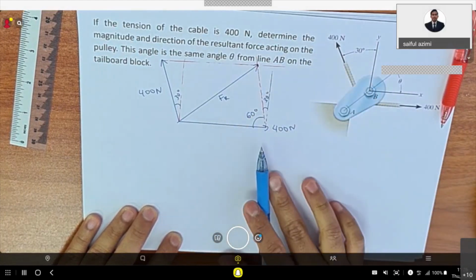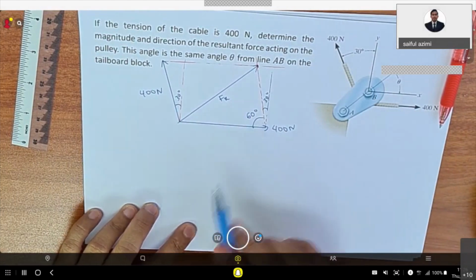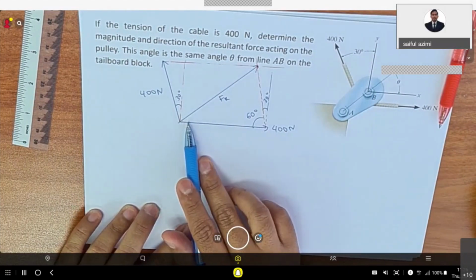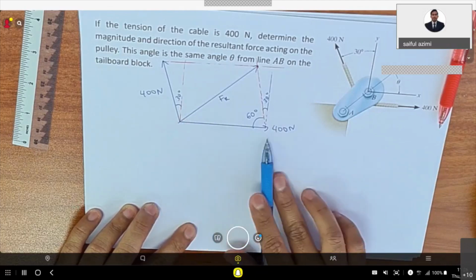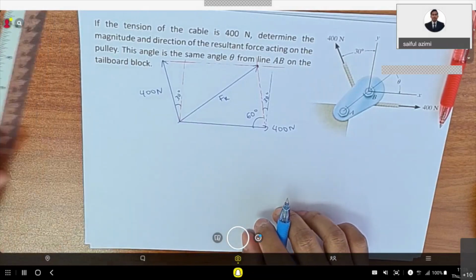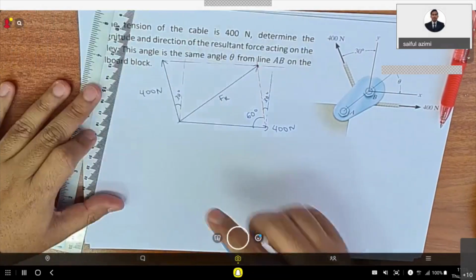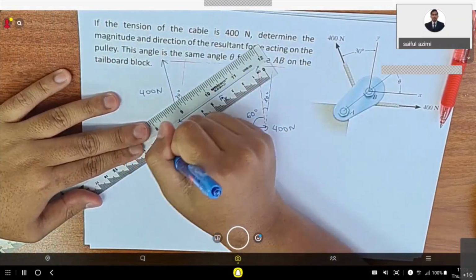Okay, right? Because this is 60 degrees, this also becomes another angle. So right now we can solve the problem of your resultant force. From here you can convert it into the triangle.